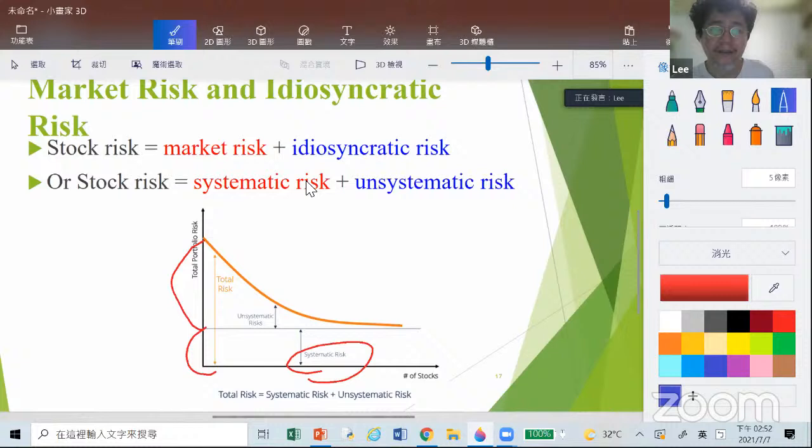Maybe one day, if we can do space travel, you can invest in some other planet, not on Earth, some other place like Earth, and you can reduce this part of the risk. In that situation, maybe one day we can reduce the systematic risk. But right now, because you have to put all your money on Earth, any adverse event that occurs will affect the whole world, and you cannot avoid this risk. So this is about idiosyncratic risk and market risk.